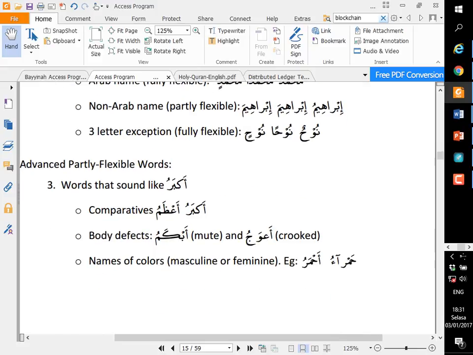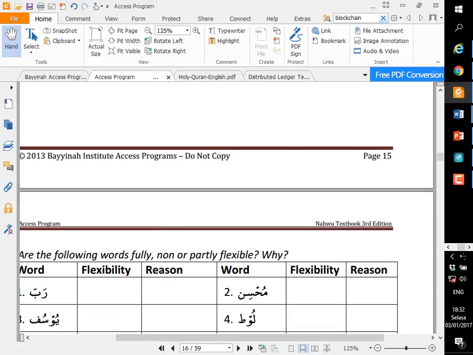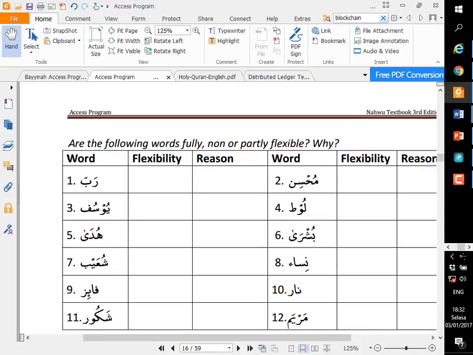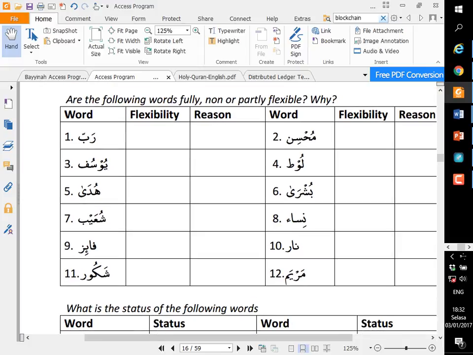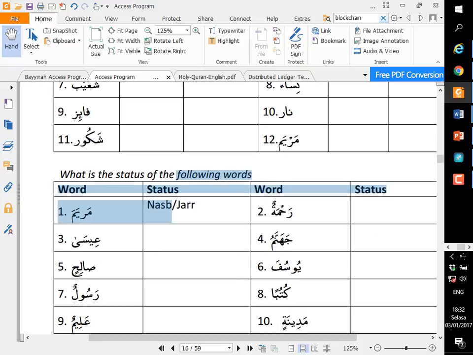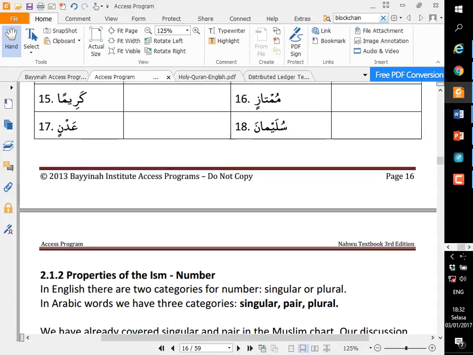And maybe we can skip this one. You can also guess the words, for example for the name Yusuf, what's the flexibility? Partial. If the name is not Arabic, probably it's partly flexible. Okay, we skip this one.